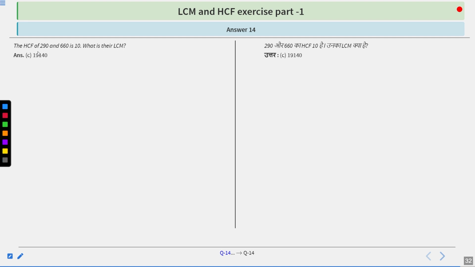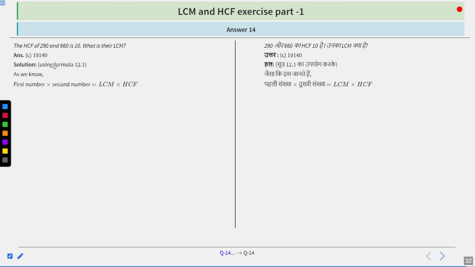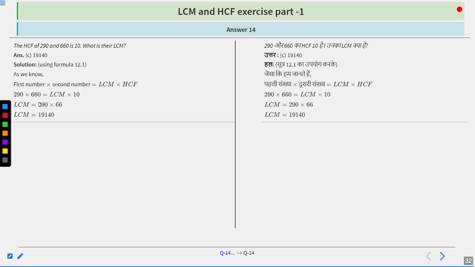Now, the HCF of two numbers is given and we have to find the LCM. So we are going to use formula 12.1. According to that formula, the product of two numbers, that is first number into second number, is always equal to the product of LCM into HCF. Now the numbers were 290 and 660. That means 290 into 660 should be equal to LCM into HCF, which was given, that is 10.